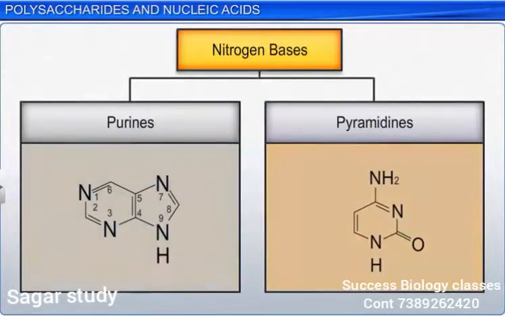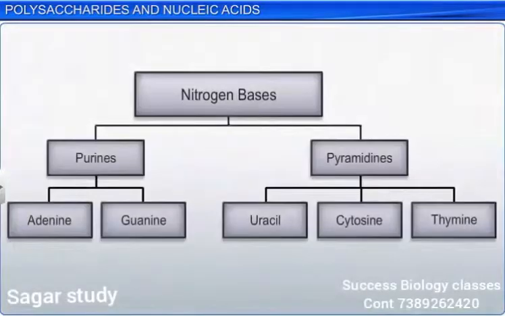In a purine, 6-member and 5-member nitrogen-containing rings are fused together. Pyrimidines, however, have only a 6-member nitrogen-containing ring. Therefore, adenine and guanine are substituted purines, while uracil, cytosine, and thymine are pyrimidines.